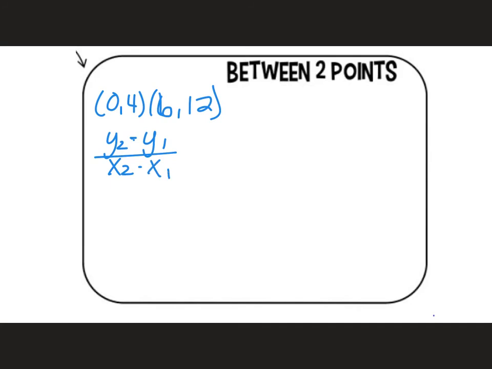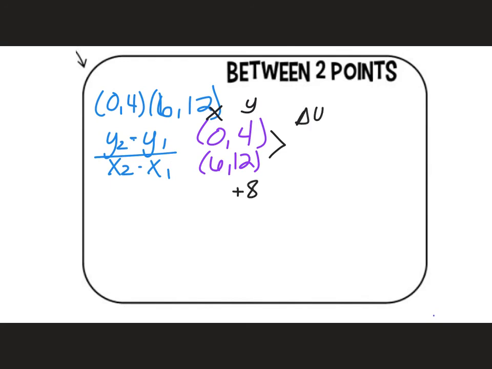So what I'm going to do is stack my ordered pairs. I'm going to do 0, 4 and 6, 12. So I'm just lining them up. And I'm going to use it as if it's like a little table. So I'm going to subtract my y's, because remember, this is x, this is y. So my change here is 4 to 12. So that means I'm adding 8. So my change in y is a plus 8. While my change in x is a plus 6.